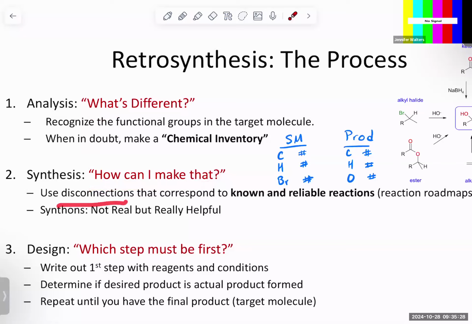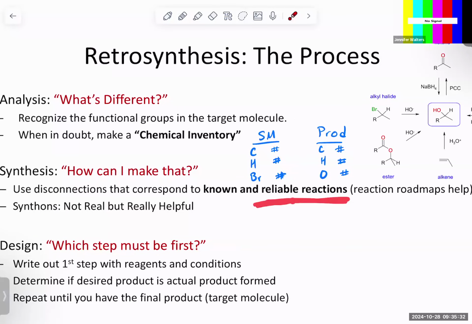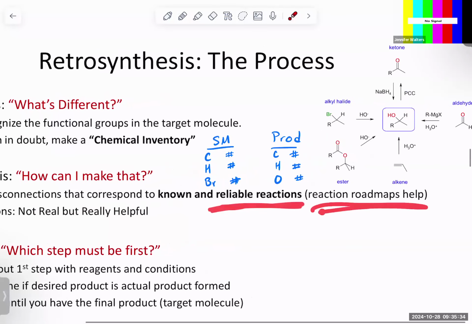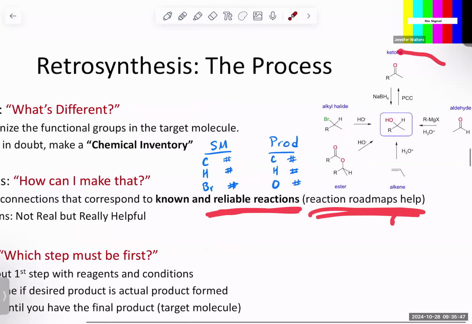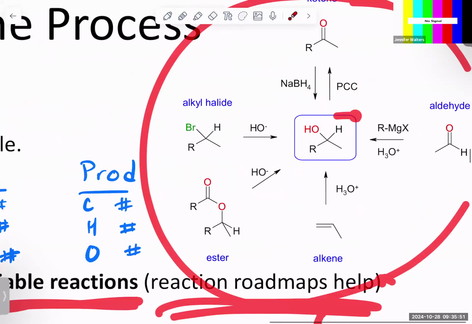So think of reasonable disconnections, and you want to look at reliable reactions. So this is where reaction roadmaps can help. So on Friday, I had asked you to create a reaction roadmap, filling out the reaction roadmaps for recitation. It's essentially looking at things like this, where you're given a target, and it's, what are all the ways I know how to make alcohols?